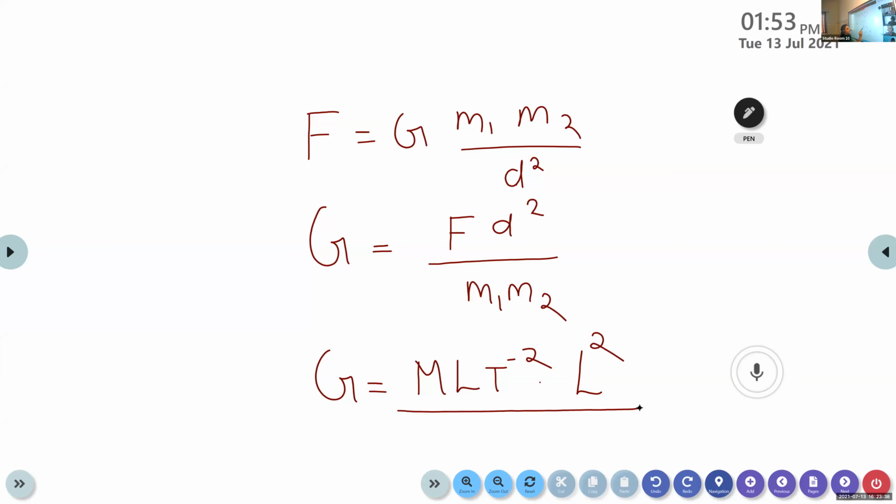divided by M1 into M2. Both are mass. What is the dimension of mass? M. So here we have two masses, the mass of the object and the mass of the earth, M1 and M2. That is why we can take it as M square. Okay. So MLT raised to minus 2 into L square divided by M square. Here 1 M from the numerator and 1 M from the denominator cancels.